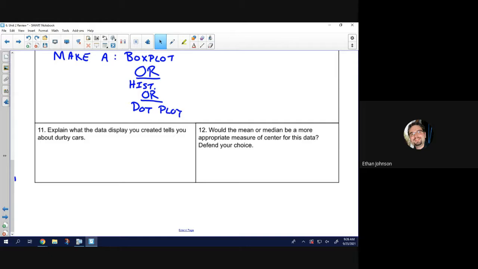For the dot plot, it looks more like a histogram, so we could say mean. However, because it is shown in order from smallest number to biggest number, we could say median. No matter which one you choose, the biggest point of this question is to defend your choice. Don't just say median or don't just say mean. Why are you saying that?